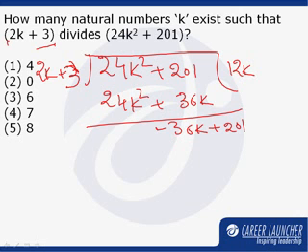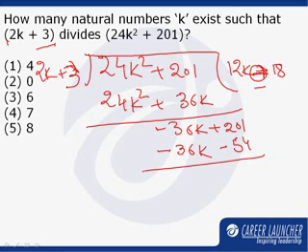201. Again, multiply it by 18. So 18 into 2k is equal to 36k. I need to multiply it by minus 18. This would be minus instead of plus. So I'll get minus 36k and minus 54. Now during the subtraction, these two will get cancelled.